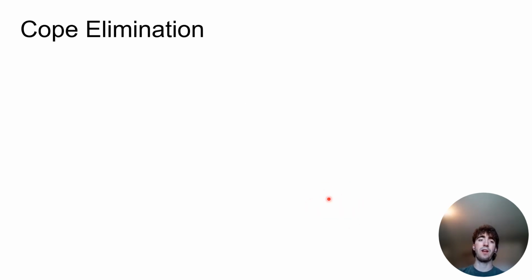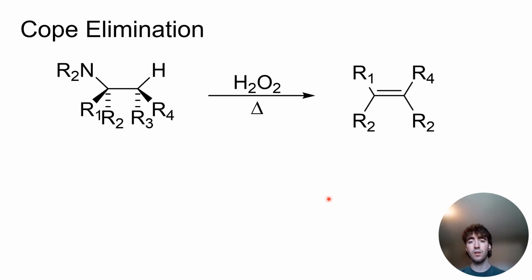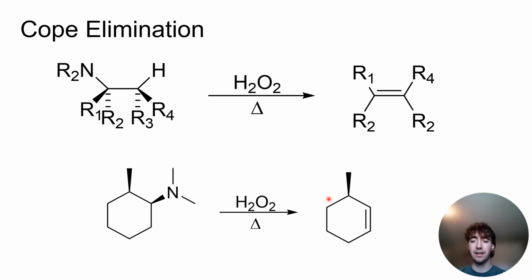Now, the other reaction we have is a Cope elimination. And this reaction is very similar to the Hofmann elimination, but it has a different leaving group structure. In this case, the leaving group is a tertiary amine, and when it's treated with hydrogen peroxide or other peroxy acids such as MCPBA and then also heat, it eliminates. And it turns out it also eliminates in this Hofmann arrangement where the double bond is in the less substituted position.